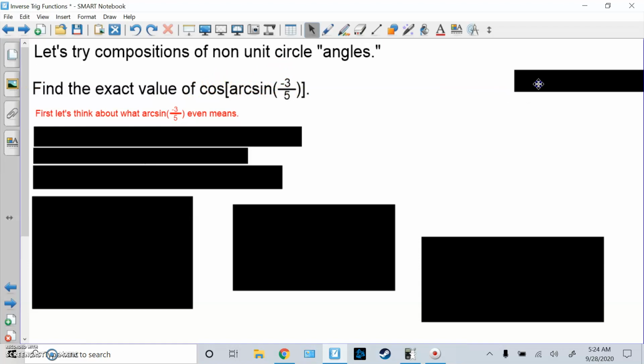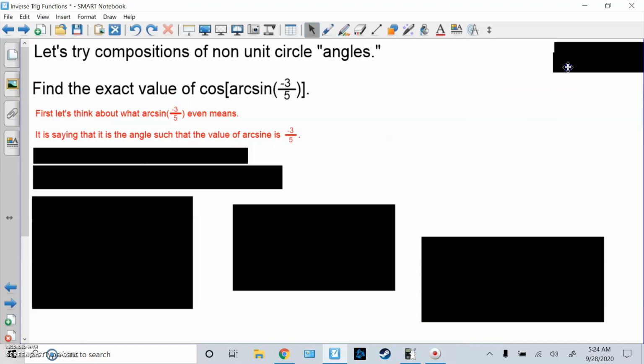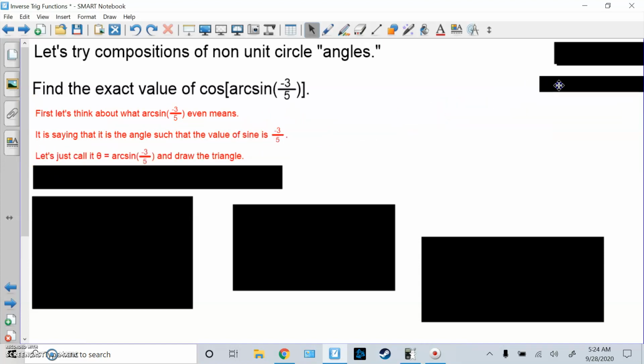So again, what does arc sine of -3 over 5 mean? This is the angle where the sine gives you the value of negative 3 over 5. Alright, so I fixed that typo. It's saying find the angle where the value of sine is negative 3 over 5. So we'll call it theta again, or whatever you want, and draw the triangle.